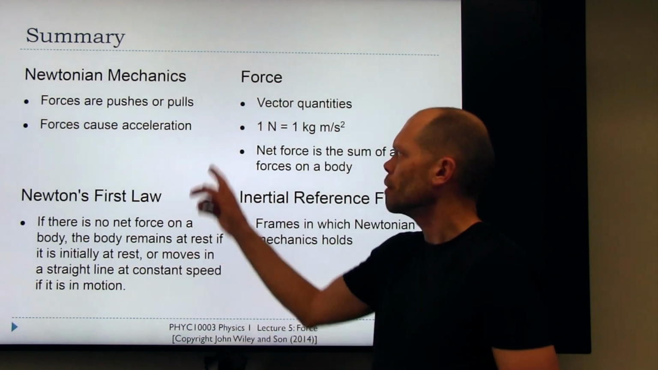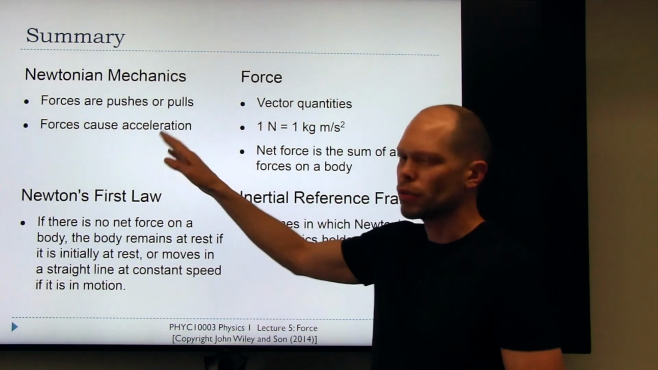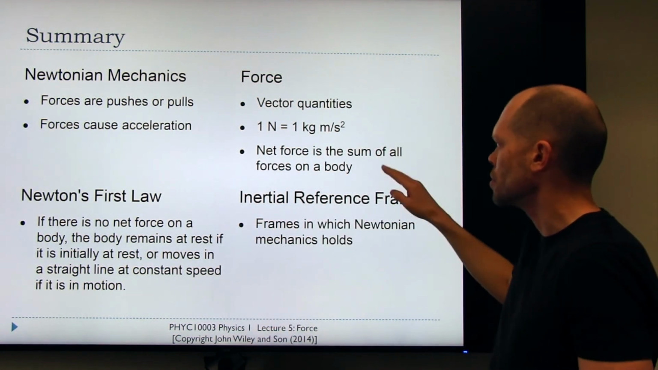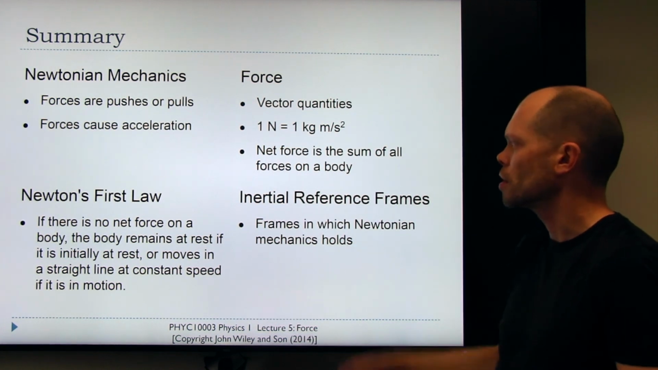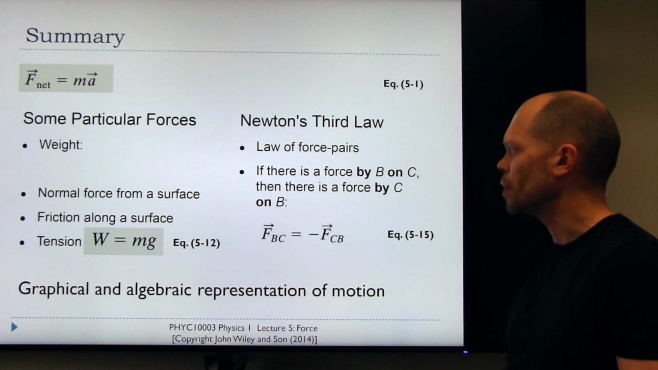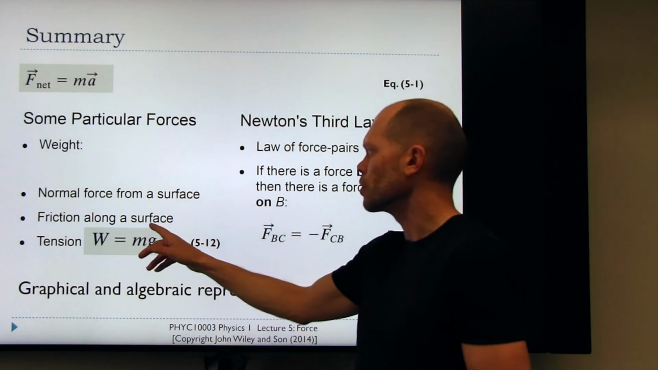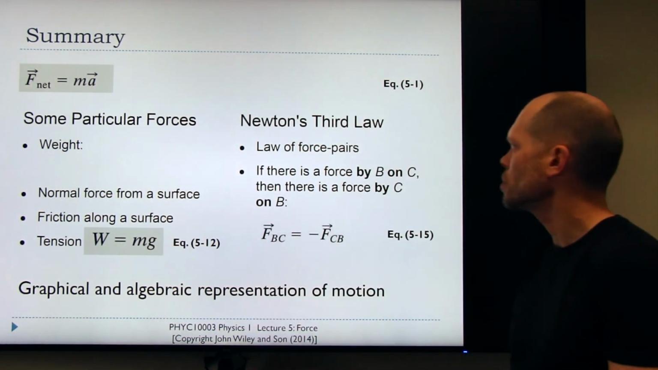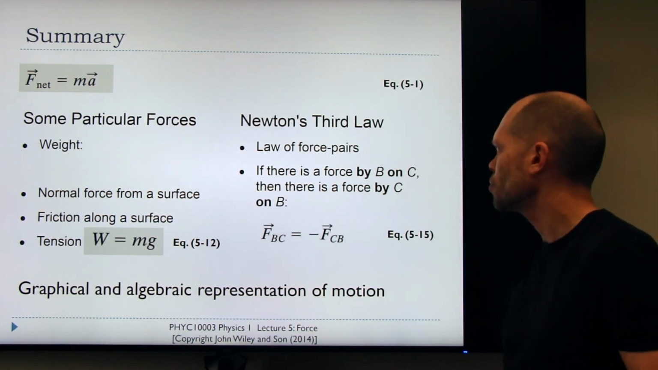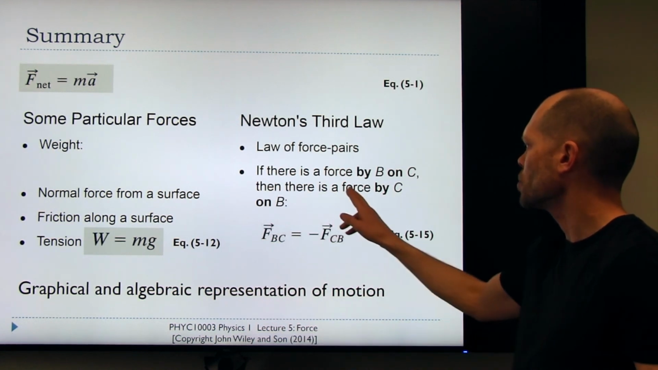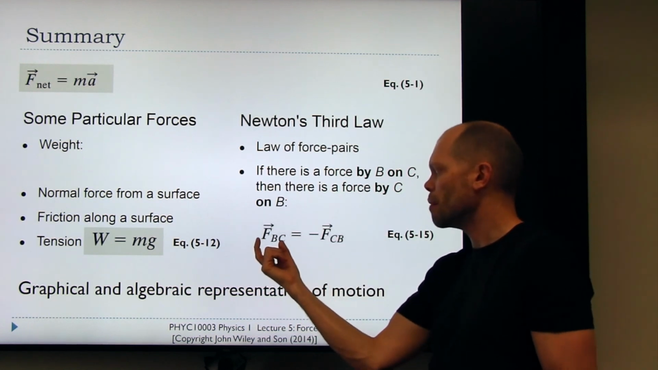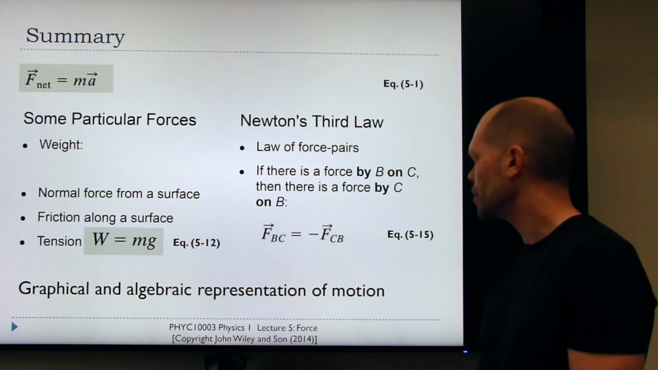So in summary, we talk about Newtonian mechanics. We got forces of pushes and pulls that cause acceleration. Forces are vector quantities measured in newtons, the sum of all forces on a body. This is a summary of our previous lecture. We talked about weight. This time we've talked about tension. We've talked about friction along a surface. We've talked about normal forces. A lot of it, pretty much the entire lecture, has been about Newton's third law, action equals reaction. It's a law of force pairs. If there's a force by B on C, then there's a force by C on B. It just means the magnitudes of these forces are the same, but the directions are opposite.